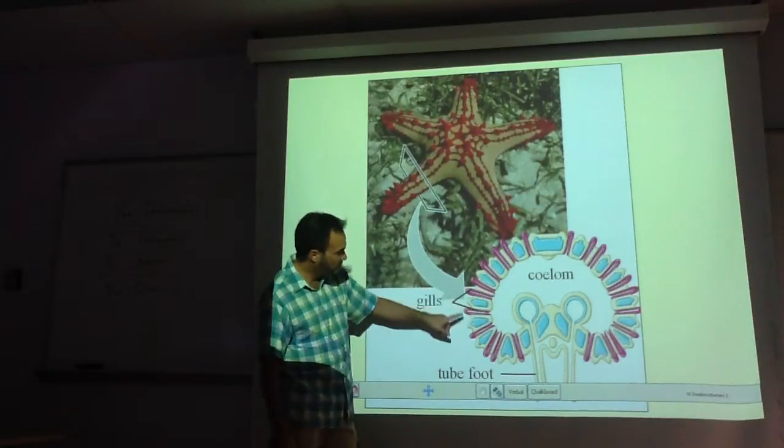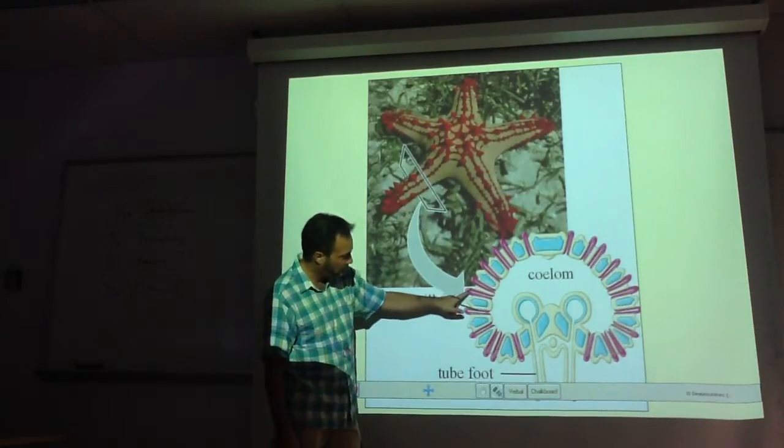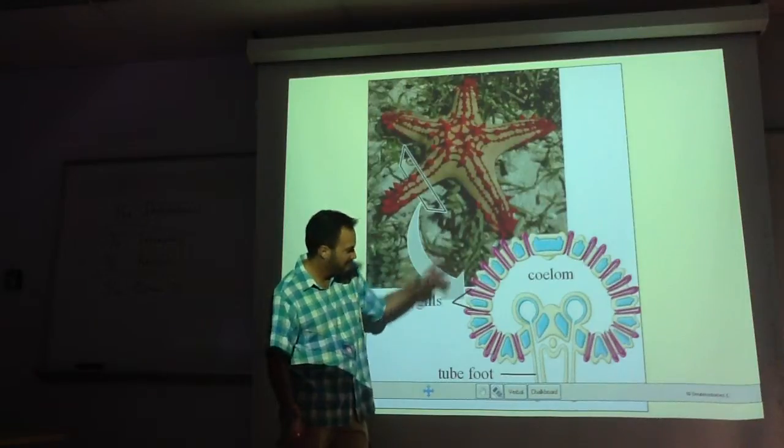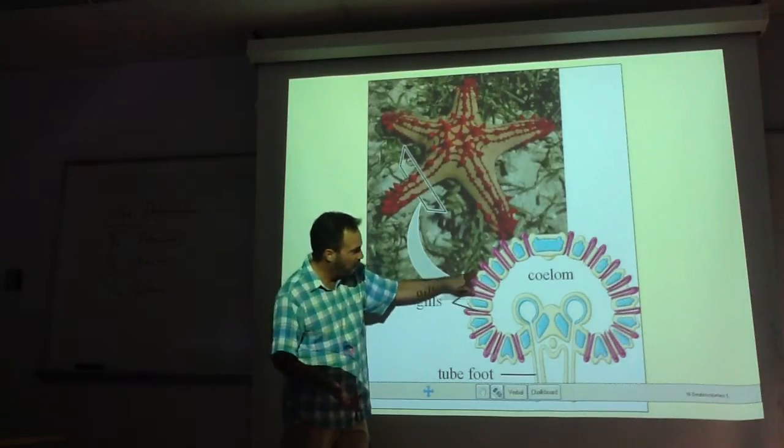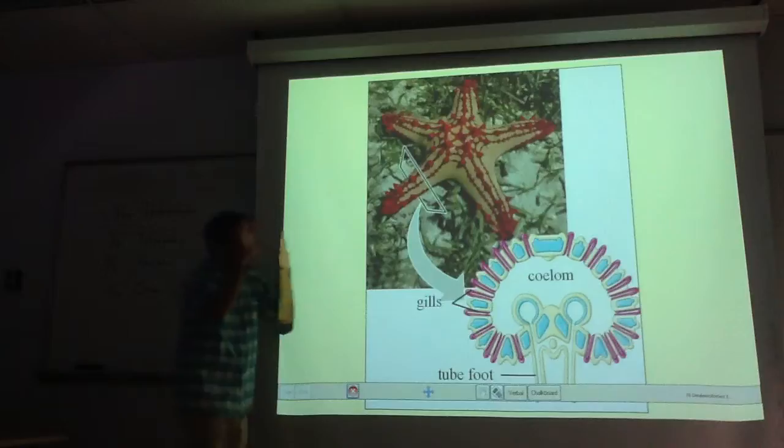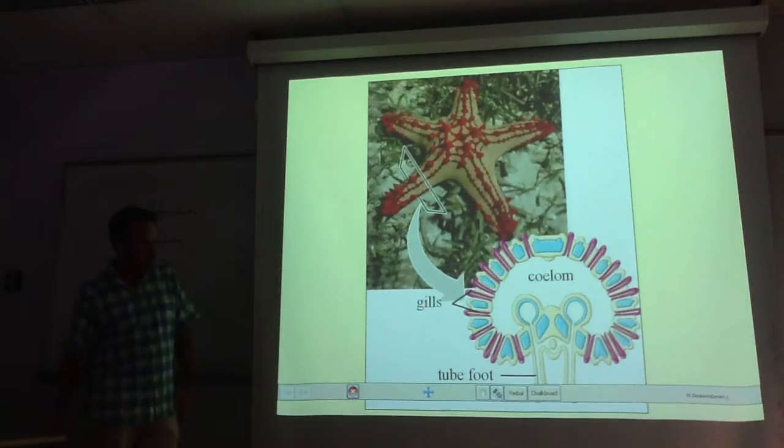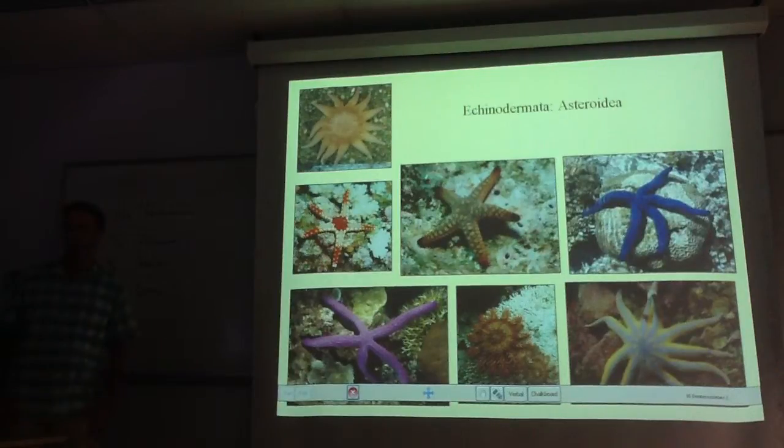And sometimes I can get these starfish that have these really beautiful little papulae, which are these little gill-like structures, extensions of the coelom that they extend up through their skin that allows them to breathe or perspire. Okay, so here we go.